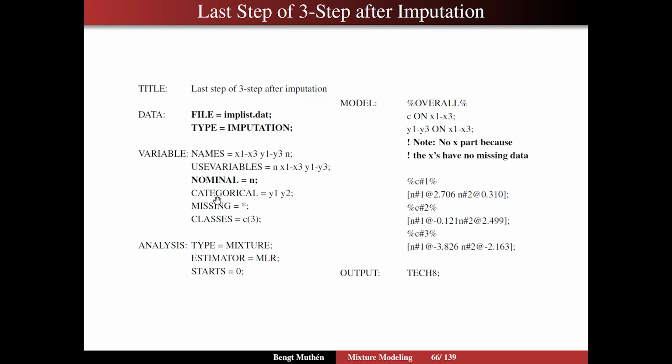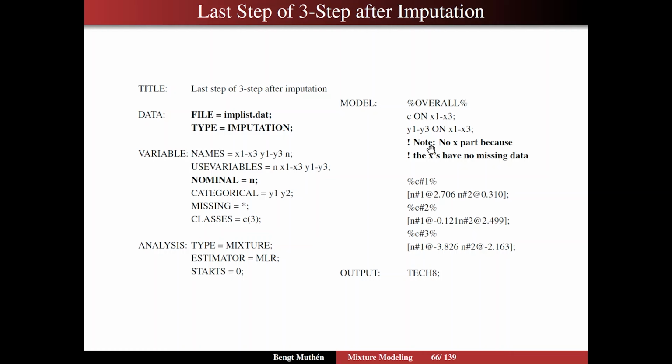And note then that we have not designated x1 as categorical, and that's for the following reason. Over here on the right in the model, we have C on x1 to x3 and y1 through y3 on x1 to x3. So the x's are all covariates, exogenous, independent, and therefore, since they are x variables, you don't have to specify the variable type. x1 is just a dummy variable. So that's one thing to note.